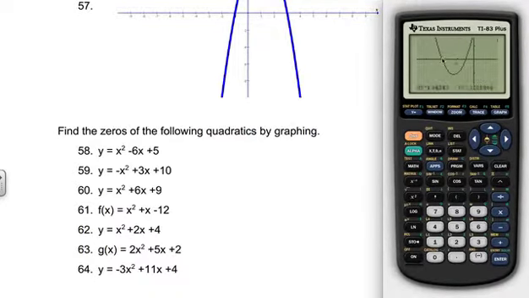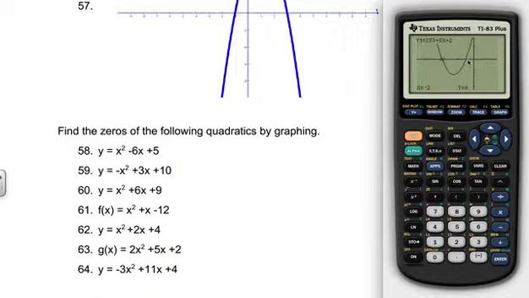So this one looks like -2, and let's just move our cursor over to that spot. Looks like -2 is probably a solution. So I'm going to hit trace. I'm going to type in -2. I'm going to hit enter and see if it is. So there's one of my zeros.